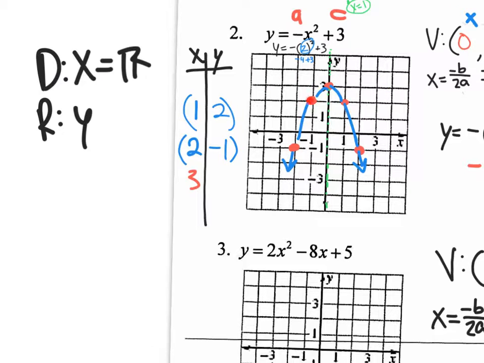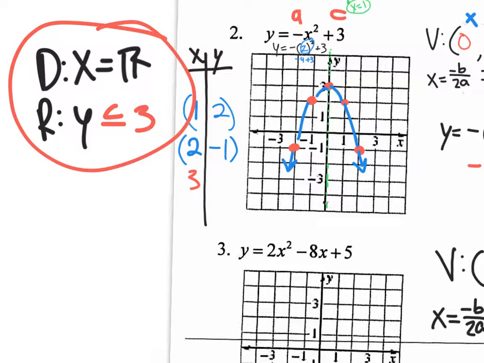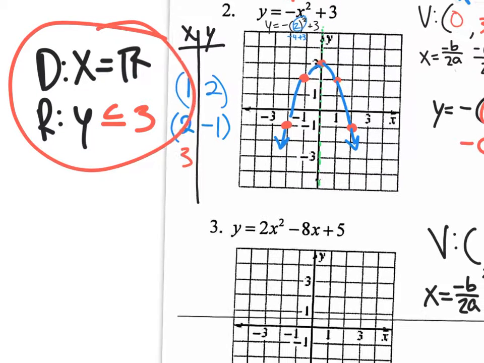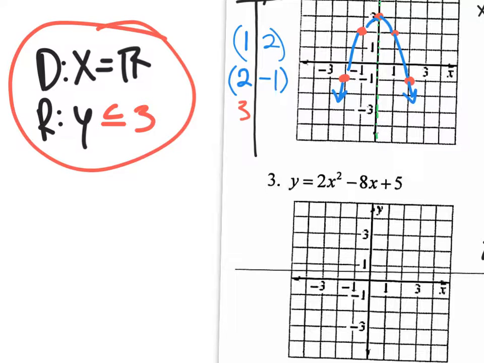It exists at the y value of 2, at the y value of 1, at the y value of 0, negative 1, negative 2, negative 3. So what are your y values of this graph? All your y values have to be less than or equal to 3. And that's your domain and range for this particular parabola. Okay, so let's move on and continue graphing the rest of these guys.